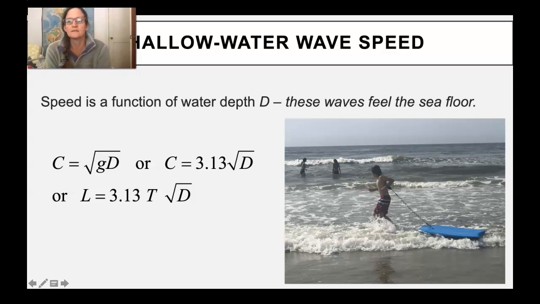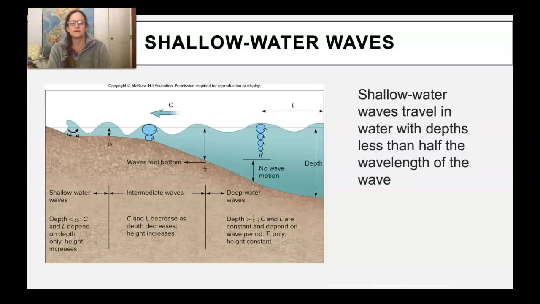So for these, instead of wavelength being the main factor, it's going to be depth. In the equation here, we're not using wavelength anymore, we're using the depth. Okay, square root of depth. All right, here are those waves coming into the shoreline.